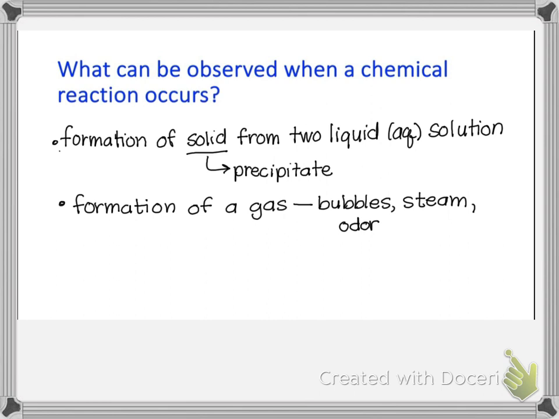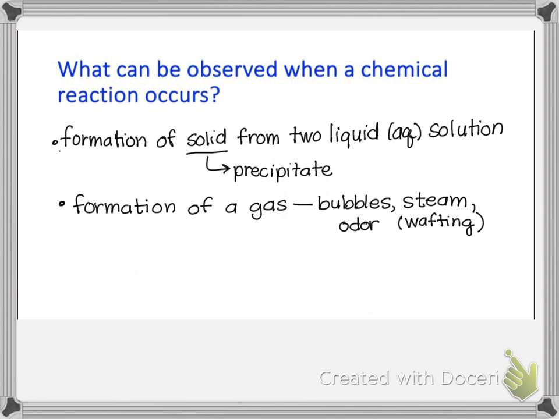Now remember, in lab, when the odors are being presented in a chemical, we don't just sniff it, but we use our hand to kind of push the air above the chemical toward us. It's called wafting. So we're not just taking a deep breath of some kind of gas. So we might see bubbles or something that looks like steam, like a vapor coming off a liquid. So that would be something we could observe.